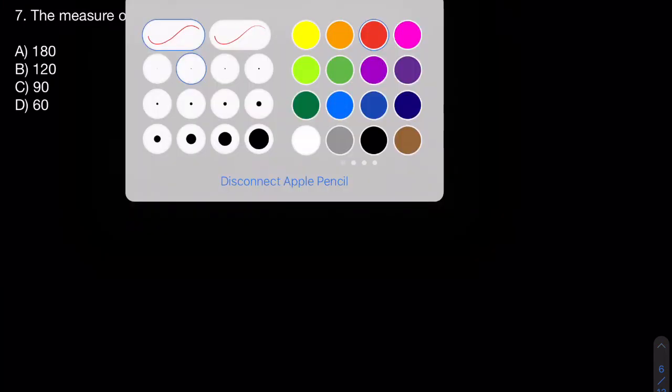All right. The next question asks, the measure of the exterior angle of an equilateral triangle is what? Well, you can get the answer to this question almost instantaneously, because you don't need to draw the triangle to figure it out, but I'm just going to draw it for clarification.